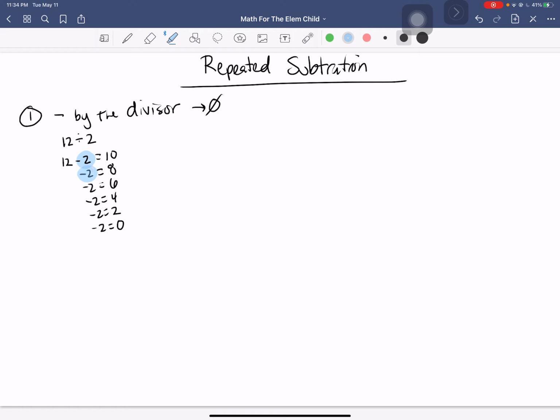So 1, 2, 3, 4, 5, 6, and that is our answer. So 12 divided by 2 equals 6.